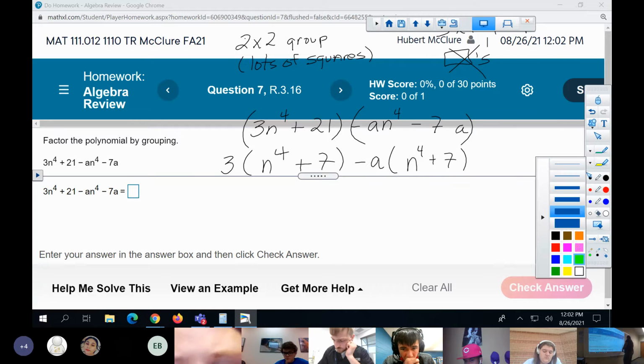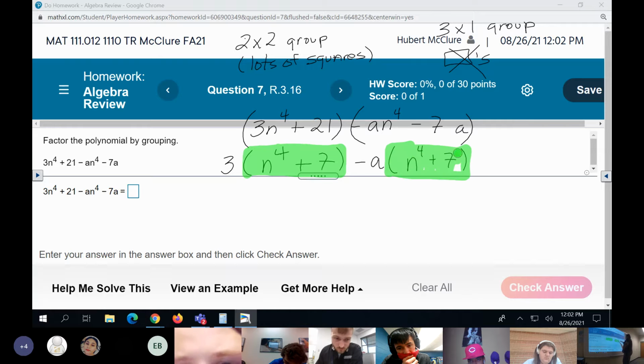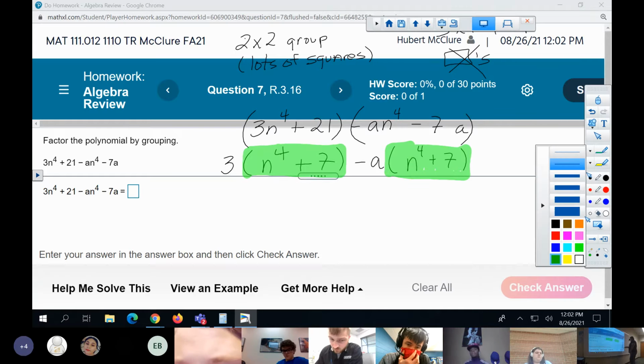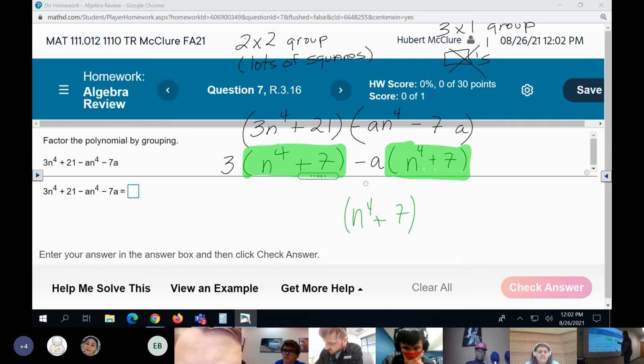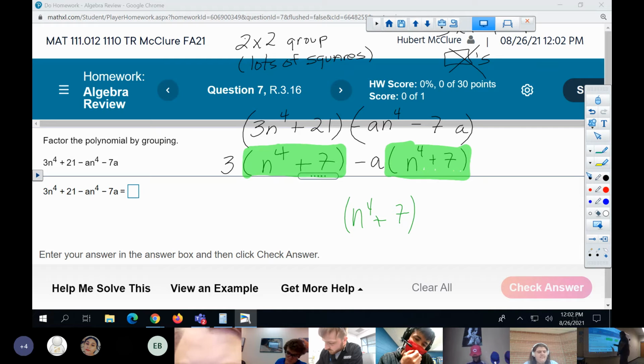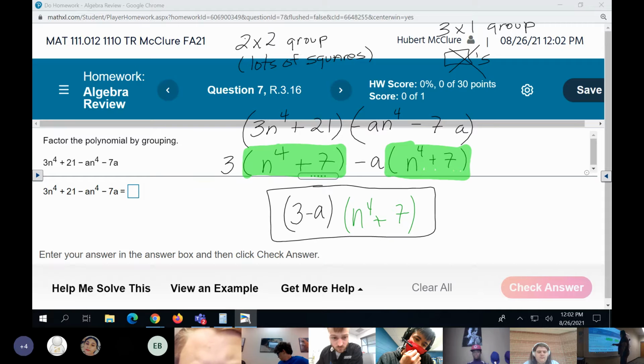These two match. Is that supposed to happen? Yes. If it matches, that means you're either doing something right or the problem is supposed to happen that way. So now you just bring that down as n to the fourth plus 7, and then 3 minus a comes down, and you're done. That's it.